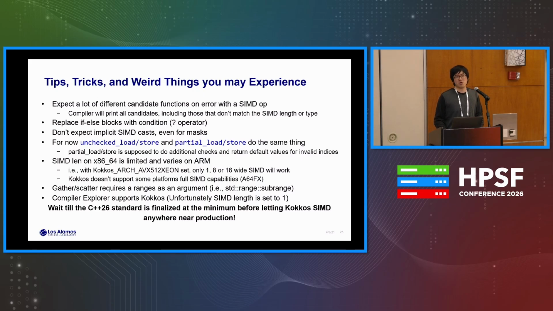Compiler Explorer does support Kokkos, and I was really hoping that it would support the SIMD stuff, so then I could actually see if it's SIMD vectorizing properly. Unfortunately, as far as I can tell, the SIMD length in it is set to 1. So hopefully that gets updated. And just in general, as a final message, with C++20, the Kokkos SIMD is ready for experimentation. Feel free to throw it at a few kernels and see how it performs. Just wait a bit longer before it gets anywhere near production.